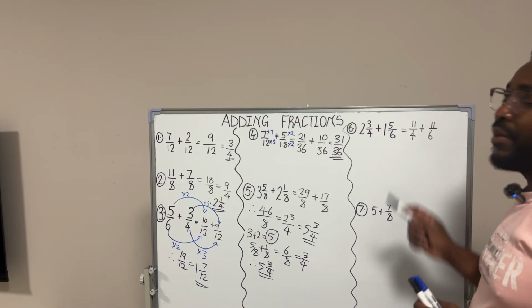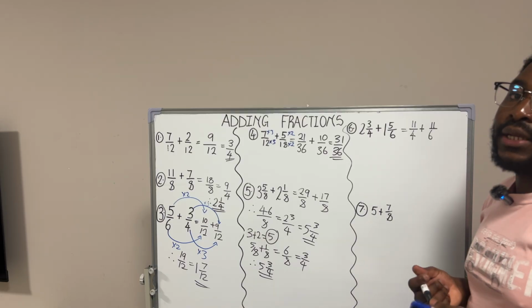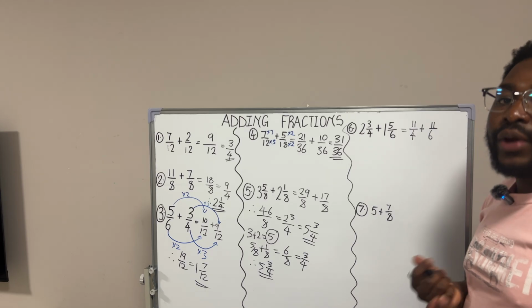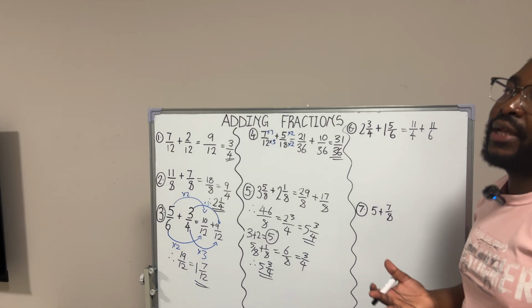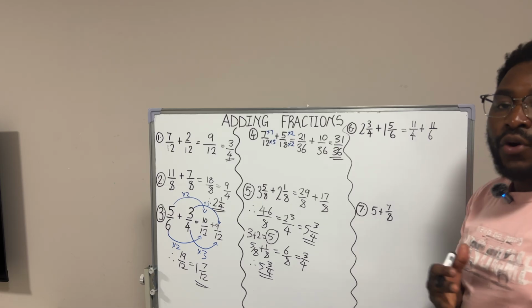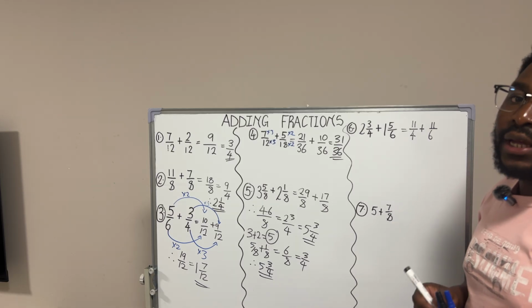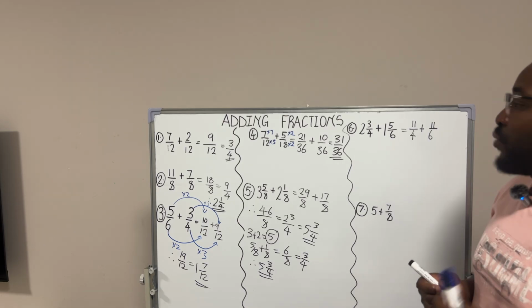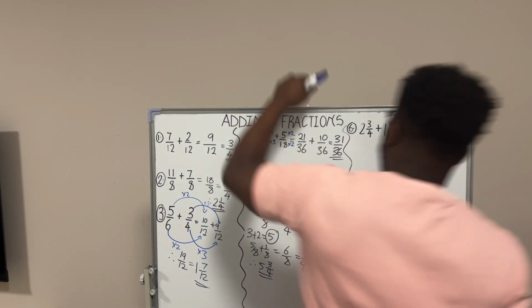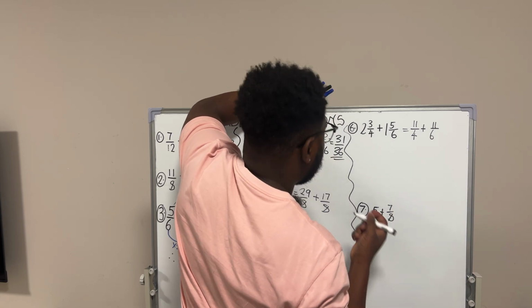Now, let's look at our denominators over here. We don't have the same denominators, right? So now we have to find the lowest common denominator, that both 4 and 6 can go into without leaving a remainder. And the lowest common denominator is 12. So I'll just write it over here.